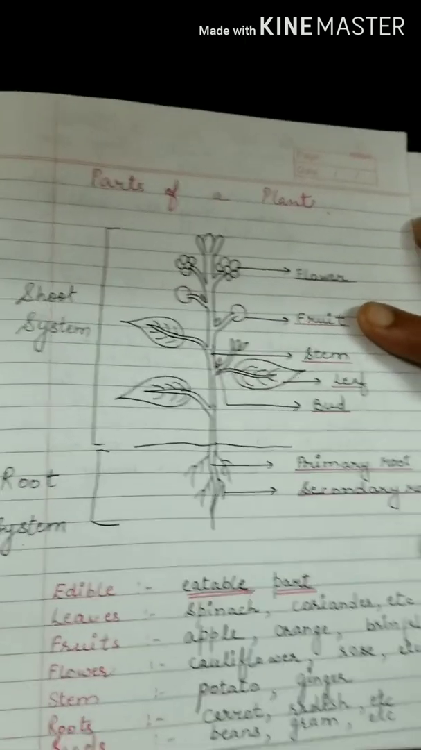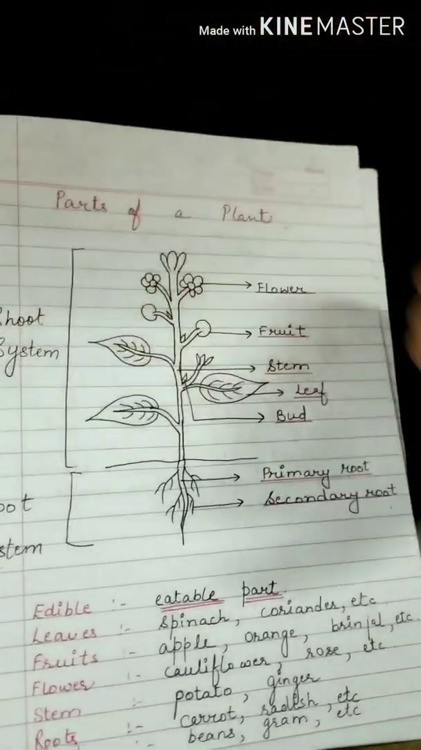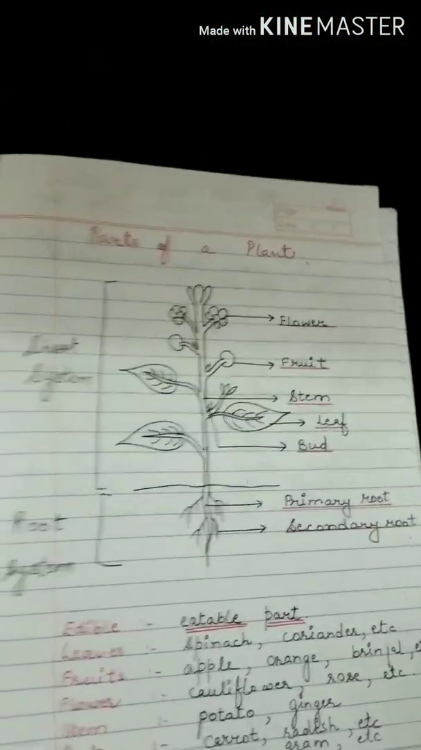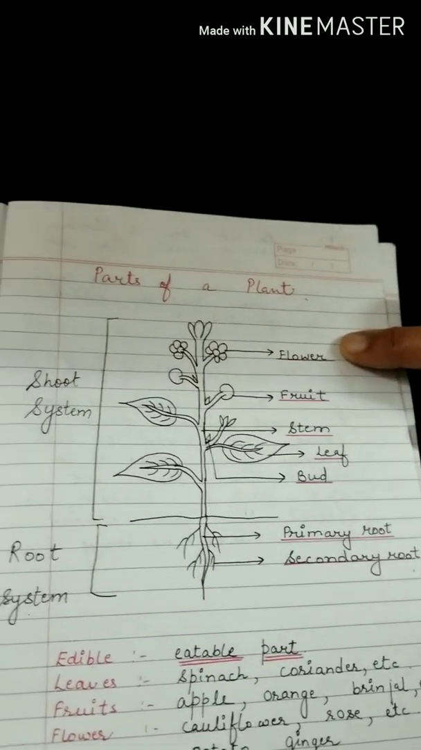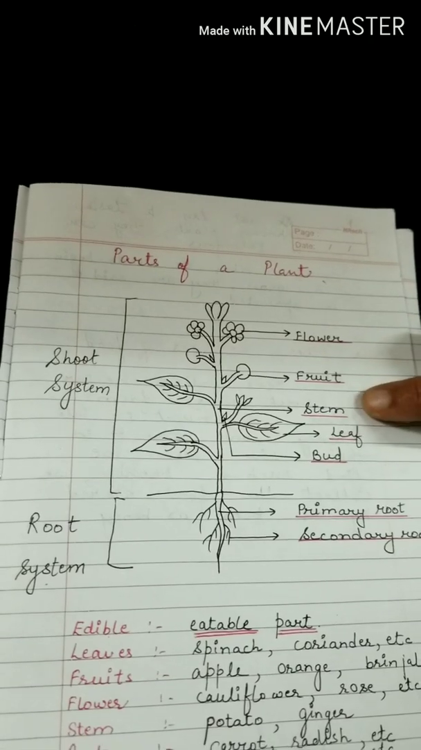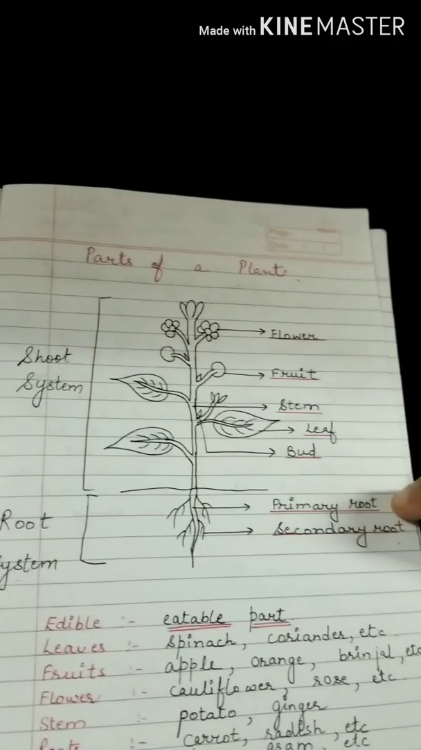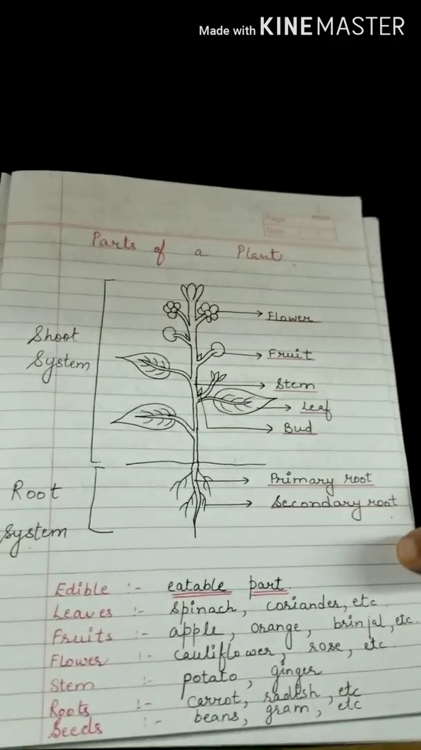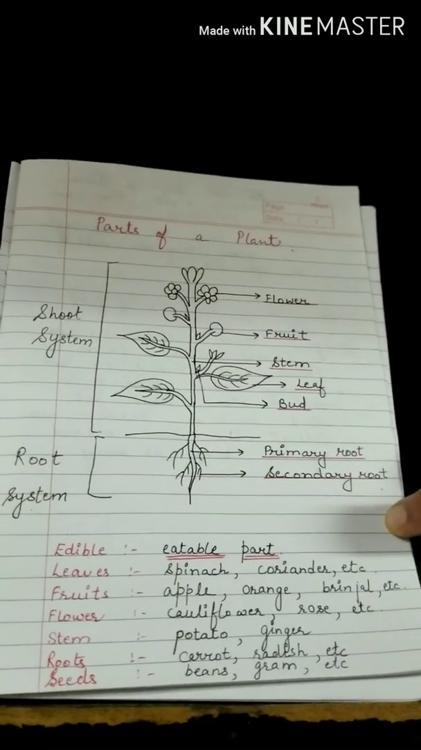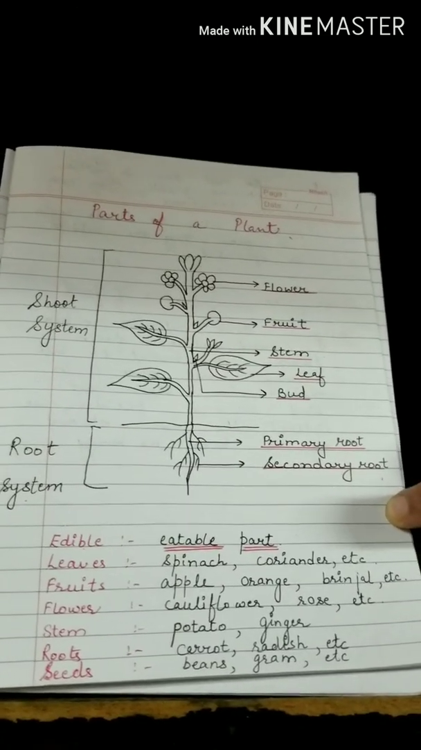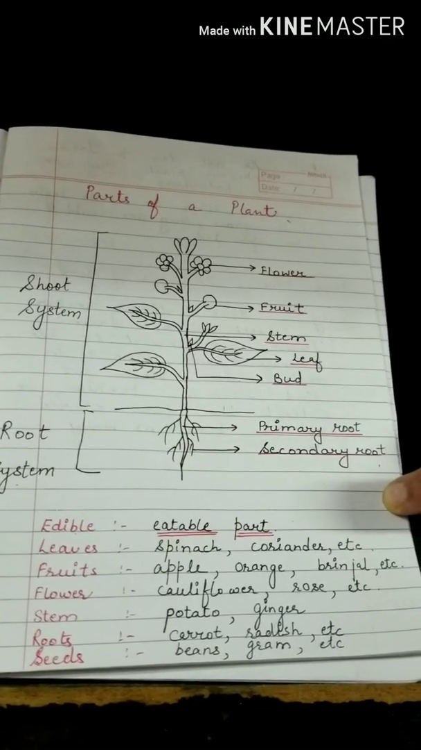In a plant, two basic systems are there. One is the shoot system, then the root system. In the shoot system, we are having flower, fruit, stem, leaf, buds, and in the root system, primary roots are there and secondary roots are there. These are the various parts of a plant. We should know their names, because of course we are eating these parts only.